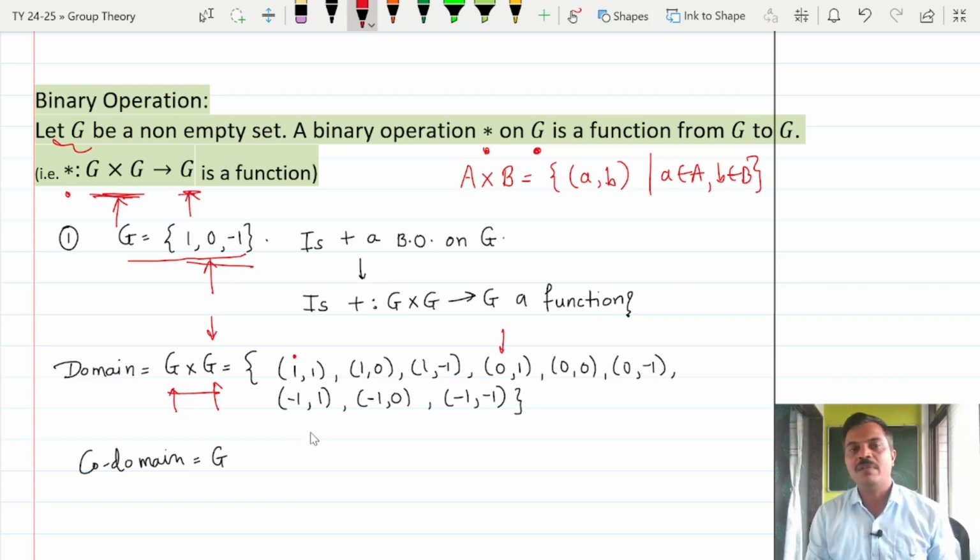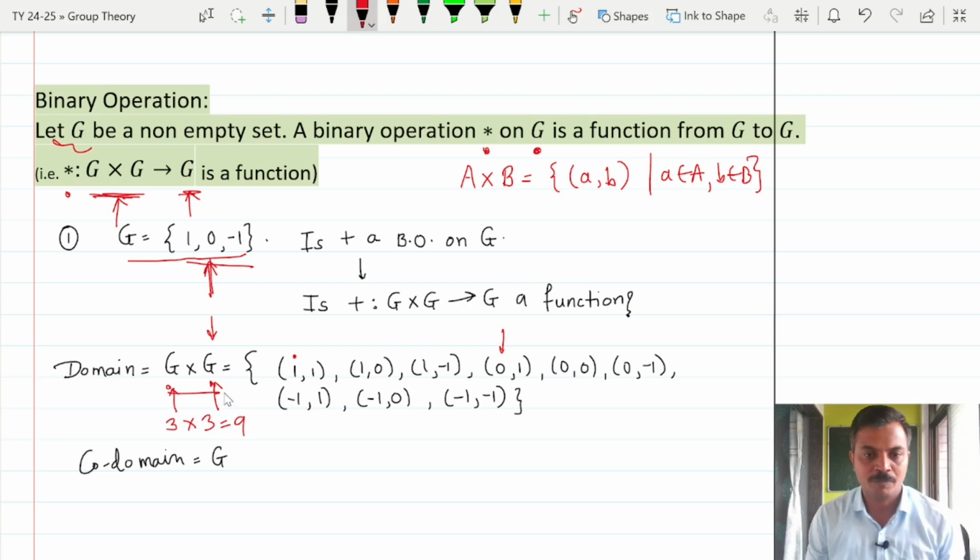And we have a formula, right, to find the order of G cross G, and that is nothing but mod of G multiplied by mod of G. That is the number of elements of G multiplied by the number of elements of G. So in this case, the number of elements in G is 3. So the number of elements in G cross G should be 9, right? As you count, these are exactly 9 elements.